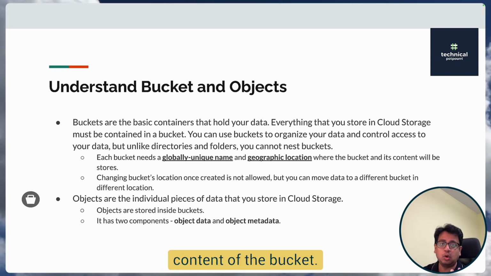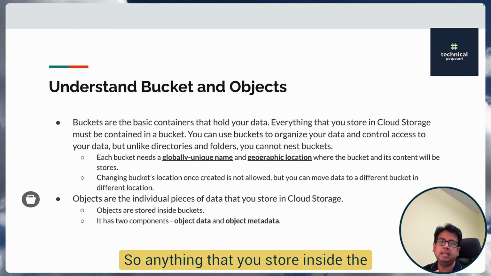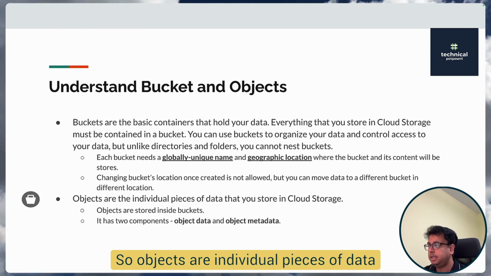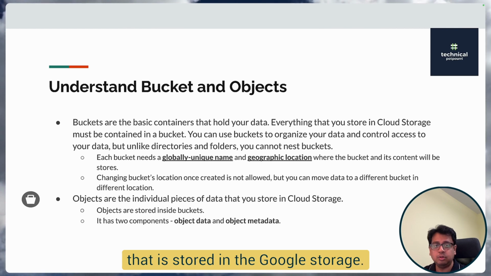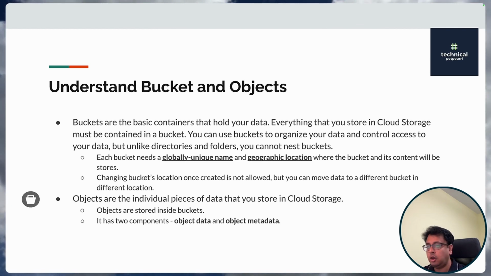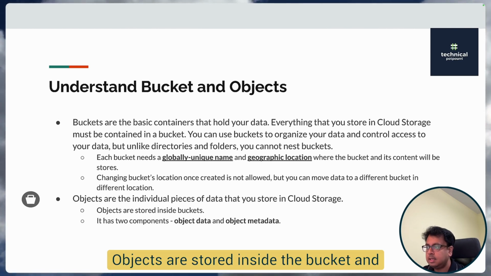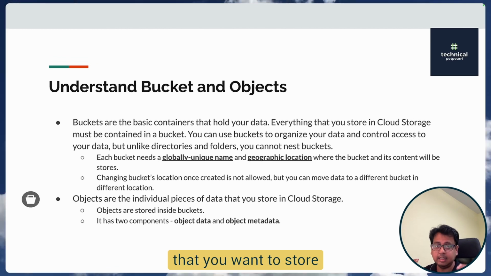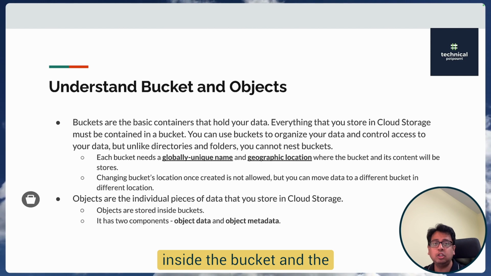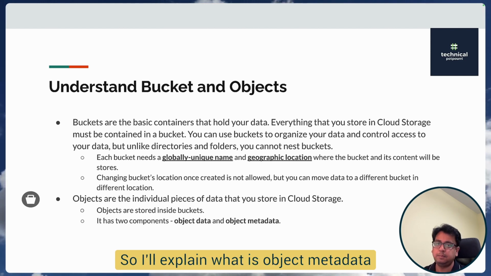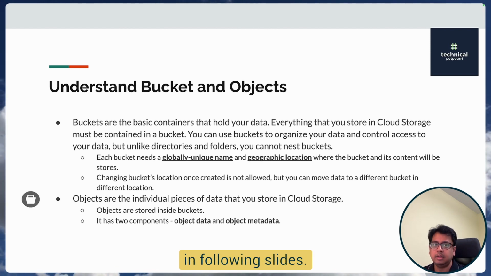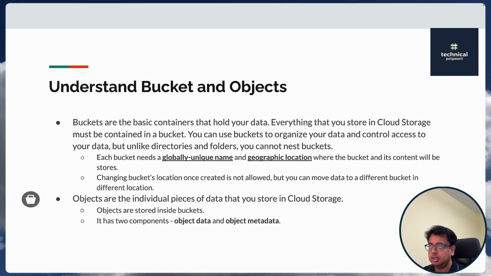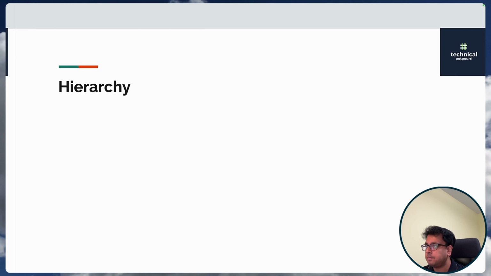And now what is an object? An object is basically the content of the bucket. Anything that you store inside the bucket is called an object. Objects are individual pieces of data that you store in Google Cloud Storage. Objects are stored inside the bucket, and each has two components: the data, the real data that you want to store inside the bucket, and the object metadata. I'll explain what object metadata is in following slides. But I hope the concept of bucket and object is clear. So with that, let's go to the next slide.